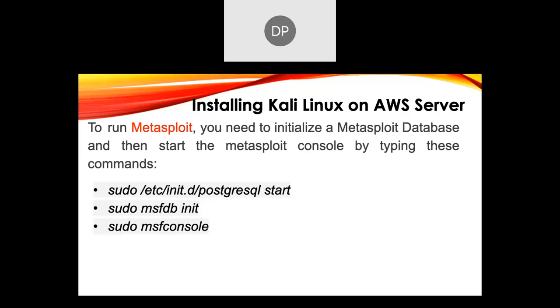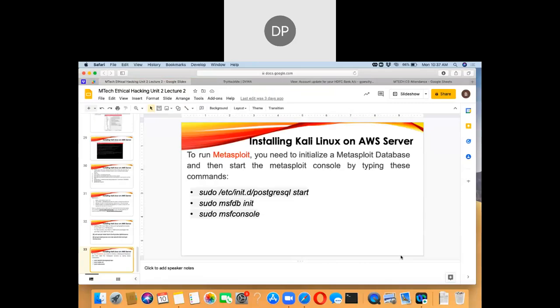Now you have installed Kali Linux and have graphical access, so you can run Metasploit. You need to initialize the Metasploit database, then start the Metasploit console by typing these commands: sudo /etc/init.d/postgresql start, sudo msfdb init, sudo msfconsole. And now you have done a miracle job. You have installed Kali Linux on Amazon Web Services, the greatest cloud in this world, the top cloud service provider in the world.